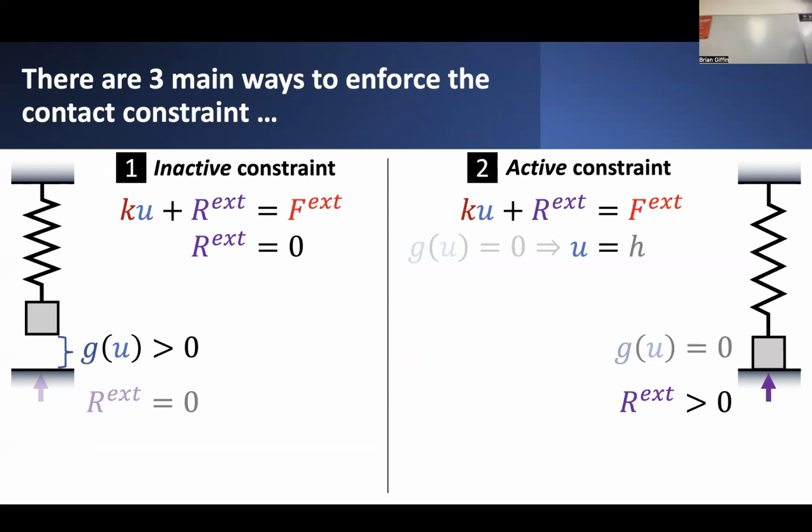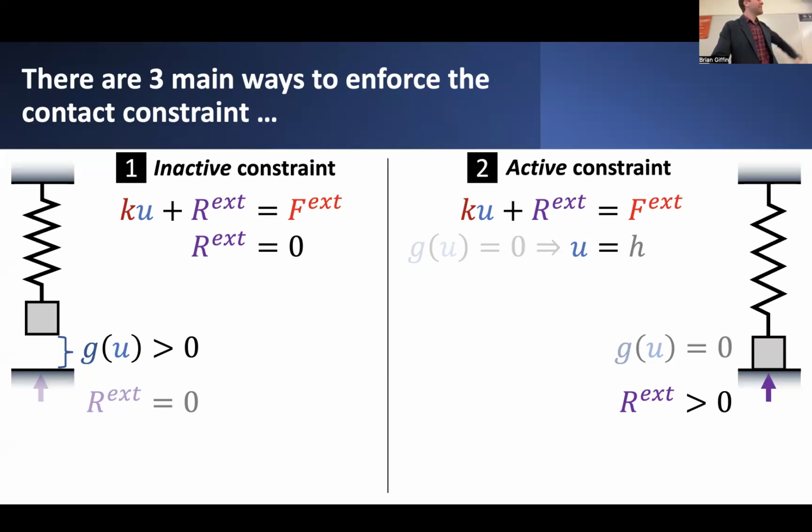In the case of an active constraint, I have a different condition. The gap has to be equal to zero, whereas the reaction force could be whatever. We have to determine it such that it satisfies equilibrium. In that situation, the additional equation I have to introduce is precisely this gap equation. The gap equals zero, which, if you like, you can rearrange, and it insists that the displacement of the block has to be equal to the total initial height: u equals h. So really, there are three different ways that we can go about solving these systems of equations that arise. I'll briefly go over them.